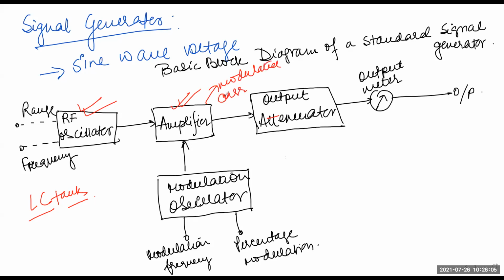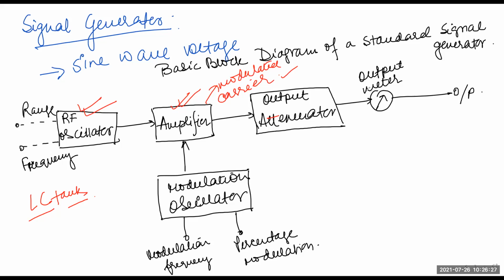So some communication part is coming here, so you could understand. The modulated carrier becomes the input of this attenuator. This amplifier delivers its output to an attenuator. The output voltage is read by an output meter and then the attenuator output setting. So you can see the output meter is connected here.